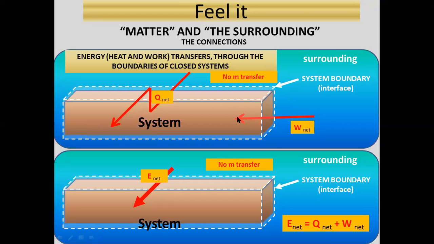Because of this heat in, there is a microscopic energy rise. Microscopic energy rise means the molecular motions change, the temperature changes, and that related energy change is what we call the internal energy change. So we call this E net, but finally you will see this E net is the internal energy change, delta U. Of course, no mass transfer. So this is a closed system.